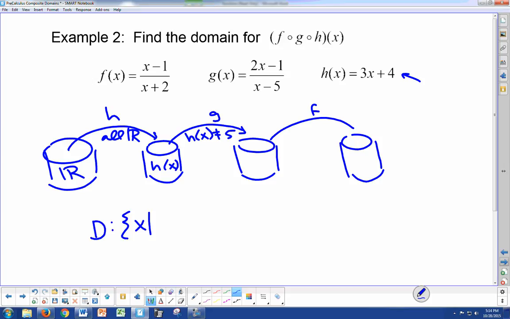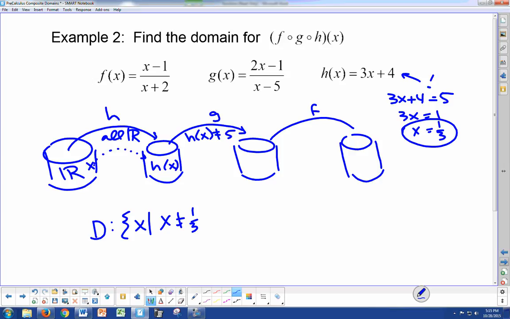since h of x cannot equal 5, I'm actually going to set it equal to 5. 3x plus 4 equals 5, or 3x equals 1, x equals 1/3. That's my restriction, and that's the number that I cannot begin with, the number 1/3. So I'm going to write x is not equal to 1/3. If 1/3 had been in this bucket way over here, it would have come over into the h of x bucket and answered as a 5, and that's not allowed in g.